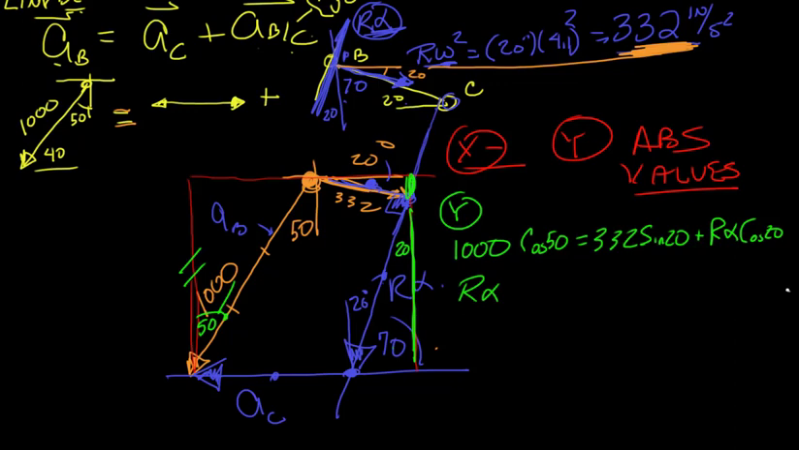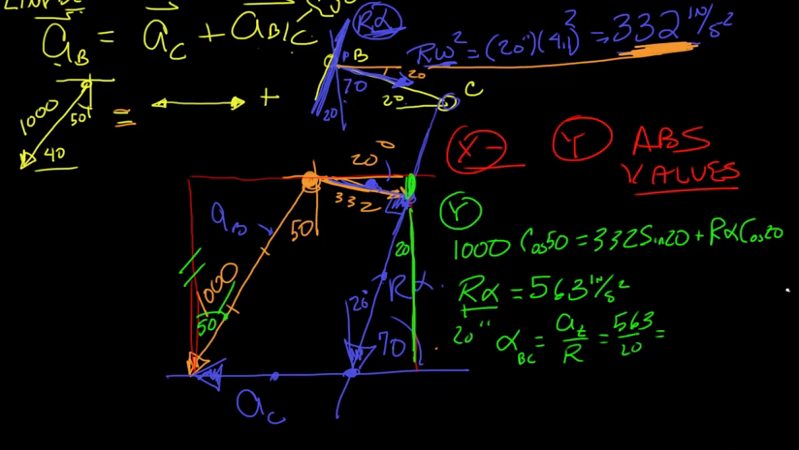And from that, we'll find R alpha as 563 inches per second squared, and R is 20 inches, so there we can get alpha of BC as A tangential over R, which will be 563 over 20, and we find it's 28.2 radians per second squared. And for direction, we found this was down.